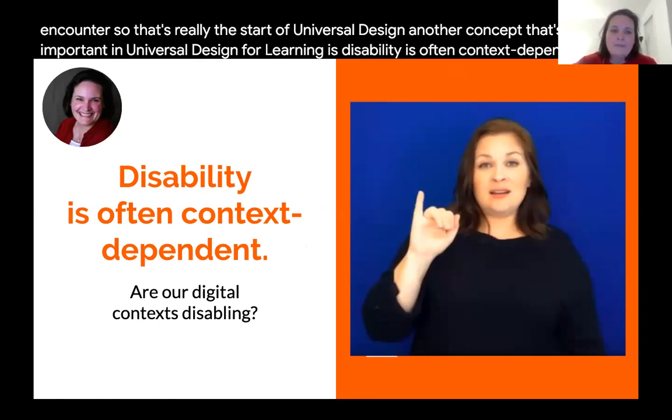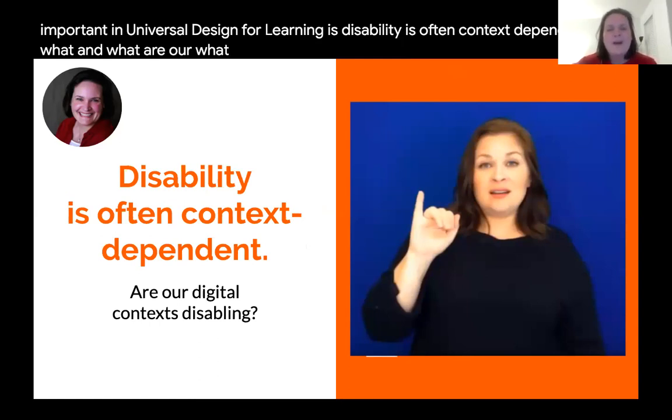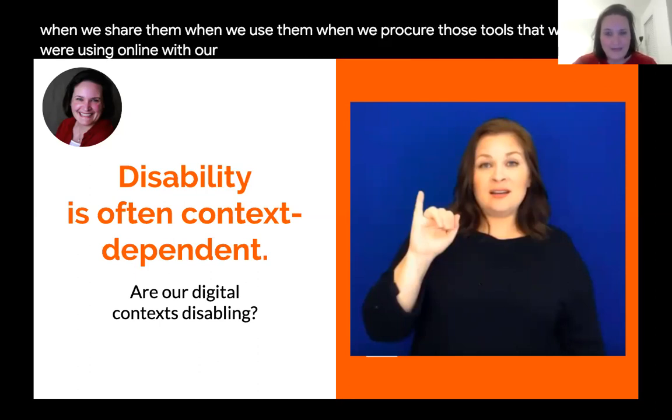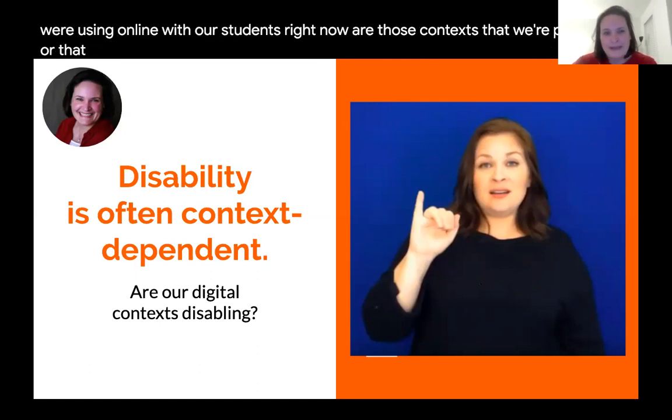And what are our digital contexts disabling when we create them, when we share them, when we use them, when we procure those tools that we're using online with our students right now? Are those contexts that we're presenting or that we're creating disabling?